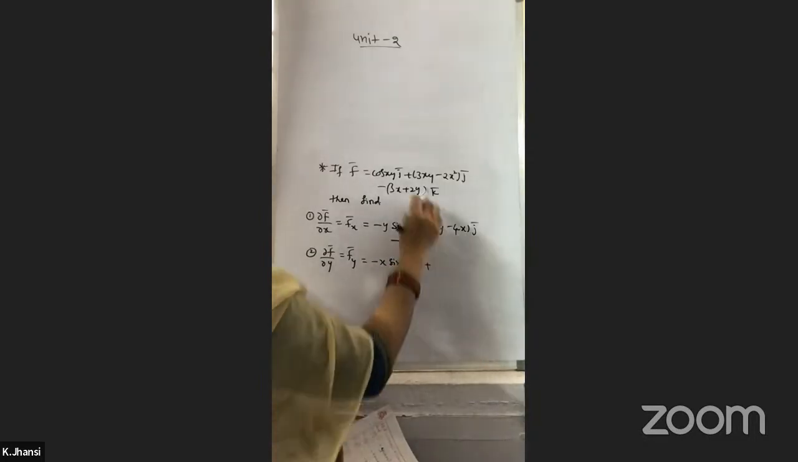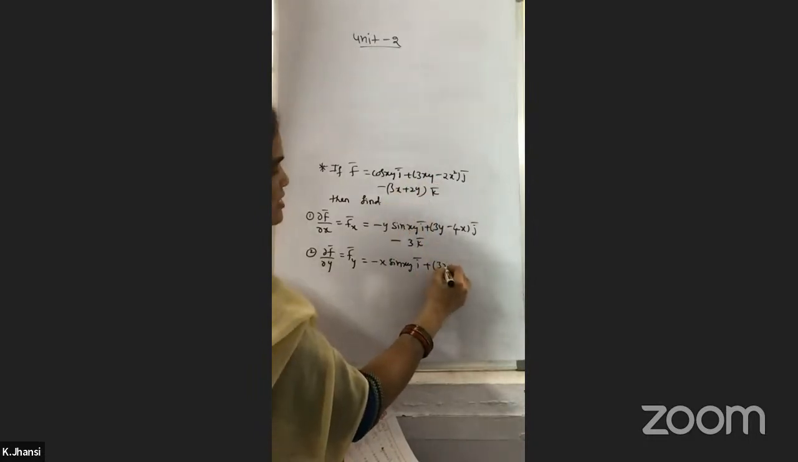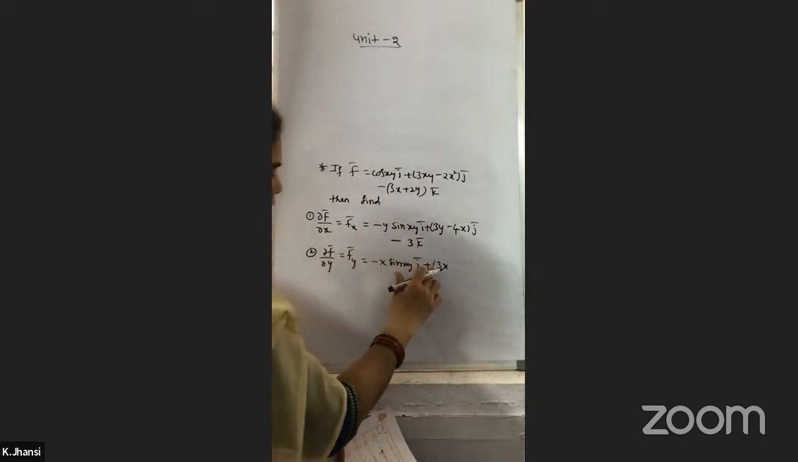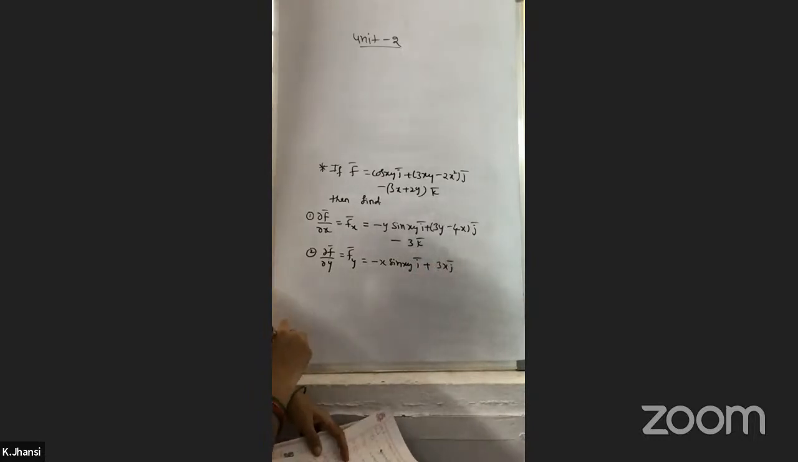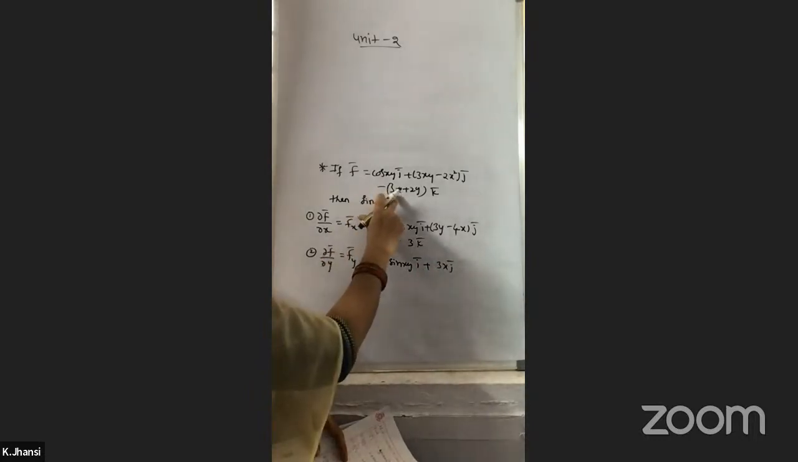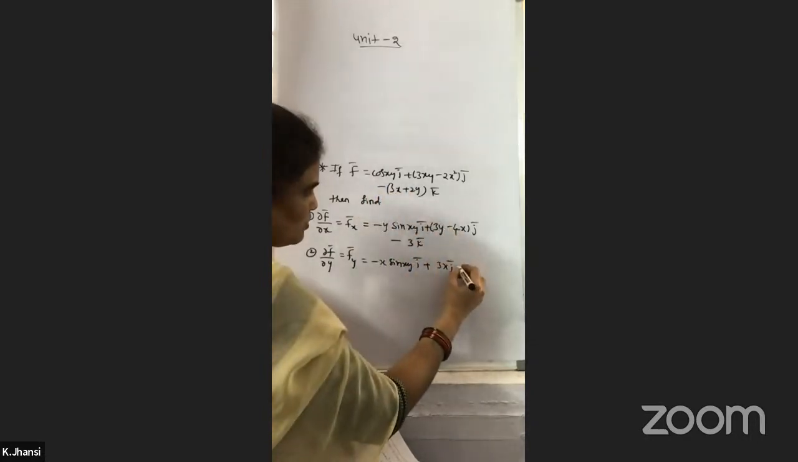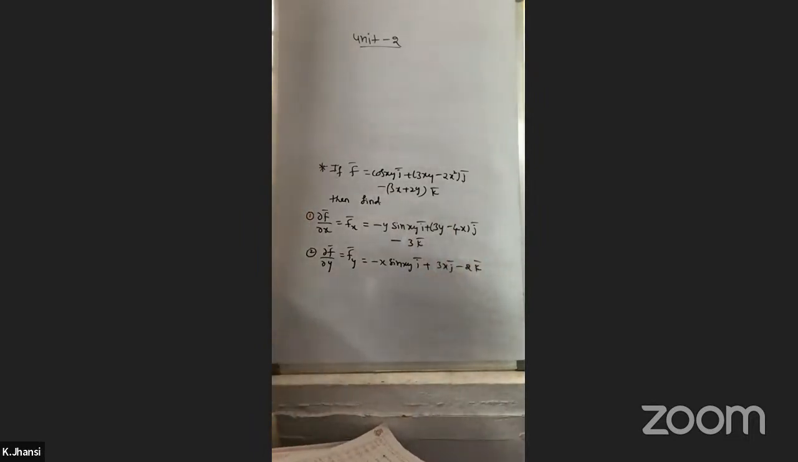vector plus here 3xy means y differentiation is 1. So you will get 3x and 2x square. Y differentiation is not there. So only plus 3x into j vector. And here 3x is y variable is not there, so this is 0. And 2y differentiation means it is minus 2. So minus 2. So this is the partial differentiation with respect to y variable.